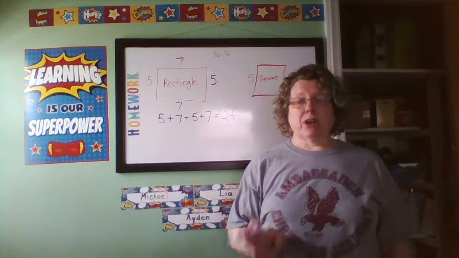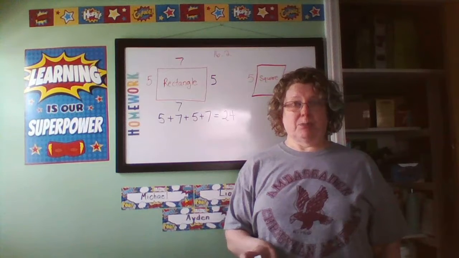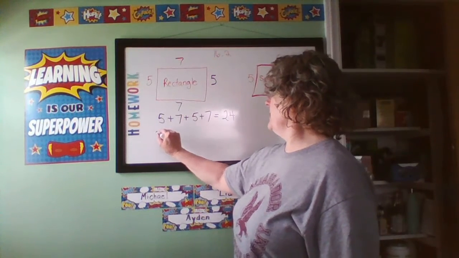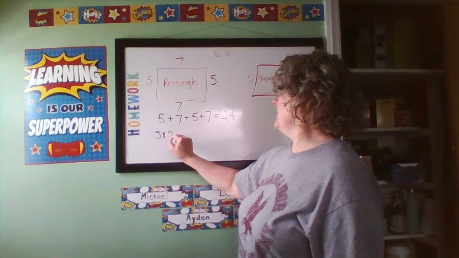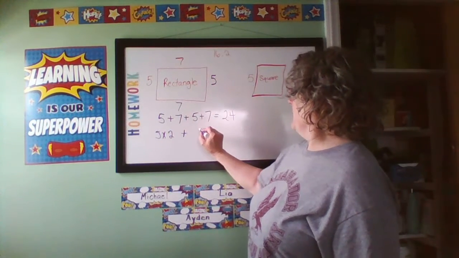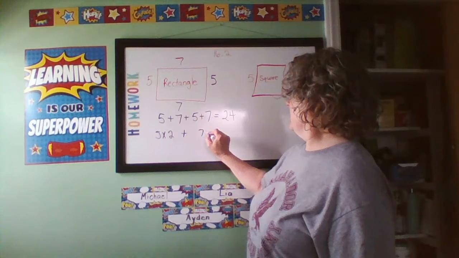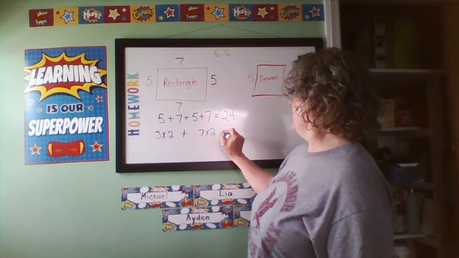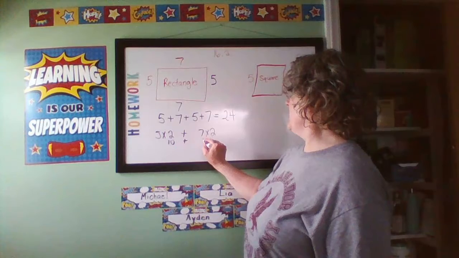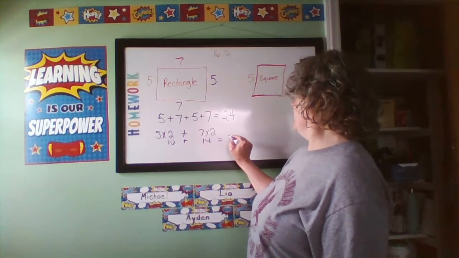Now, we also could do it and we could use multiplication. So we have two 5s, so we could say 5 times 2 plus 7 times 2. And then we could add those together. So we would have 10 plus 14. That would also give us 24.